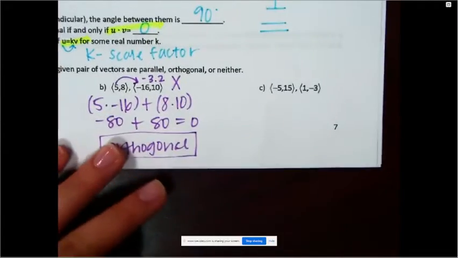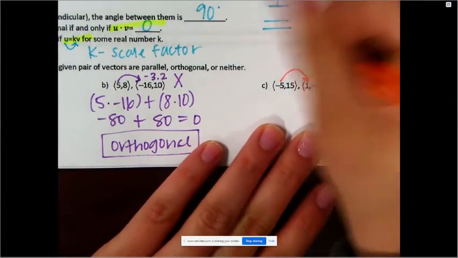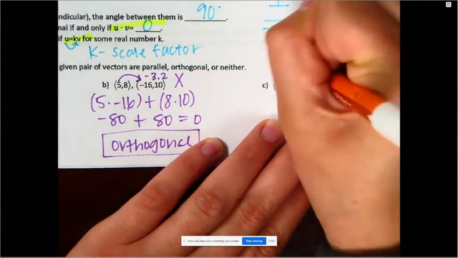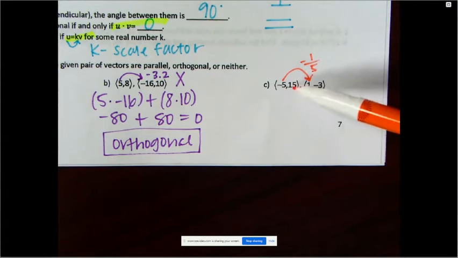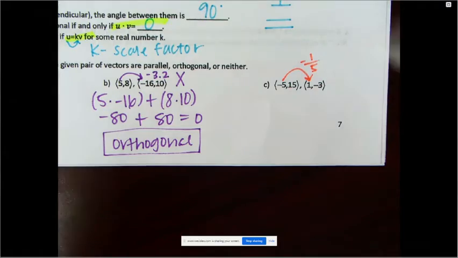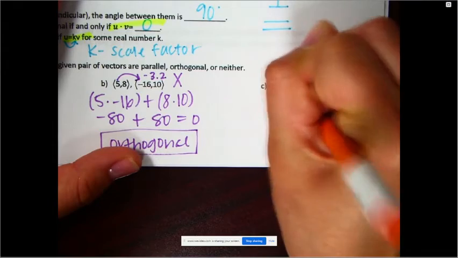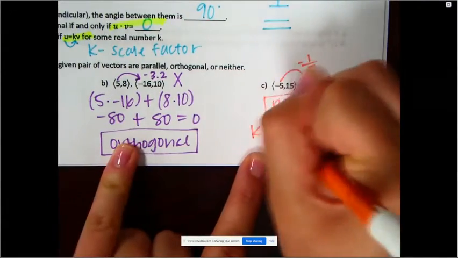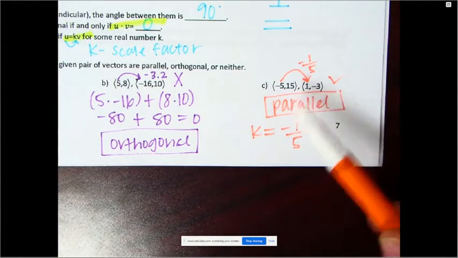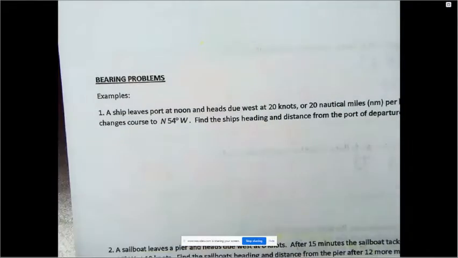Again, the first thing we're going to do is check to see if it's parallel. To get from negative 5 to positive 1, that is multiplying by negative 1/5, aka dividing by negative 5. Is 15 divided by negative 5 negative 3? Oh my gosh, yes it is. These are parallel because their scale factor k was negative 1/5. They divided both x and y by negative 5. Cool.